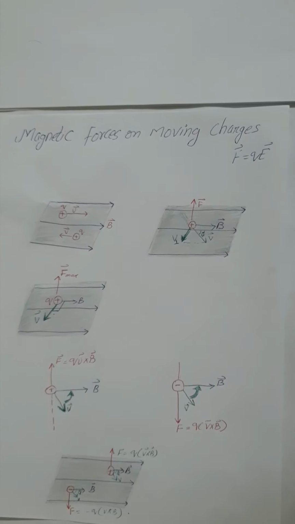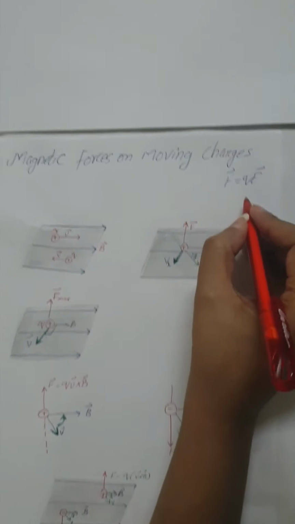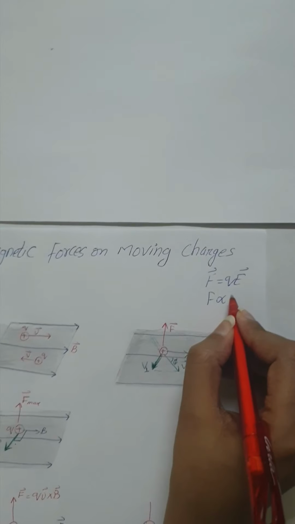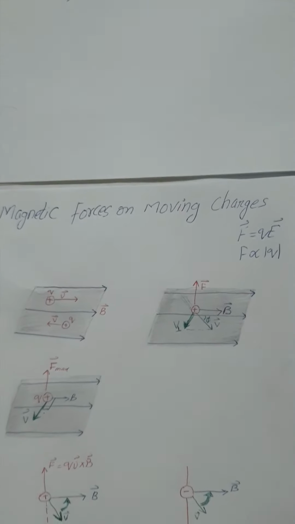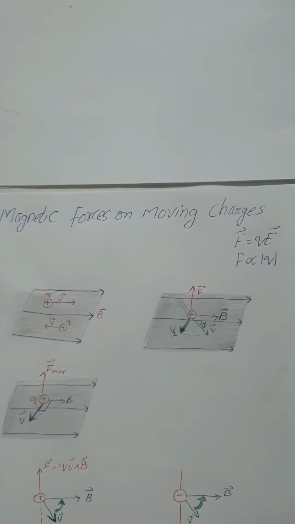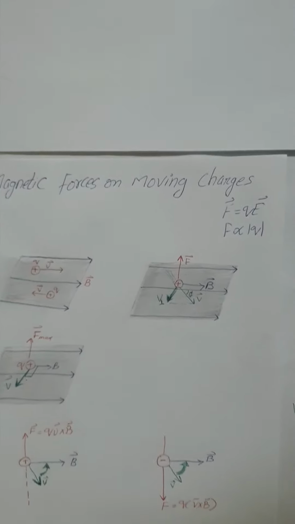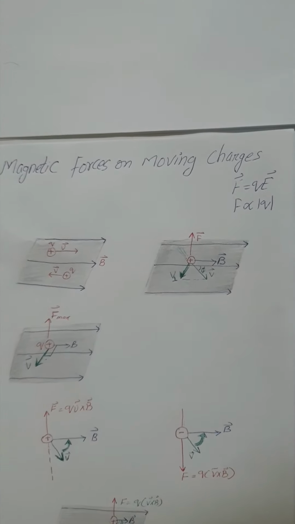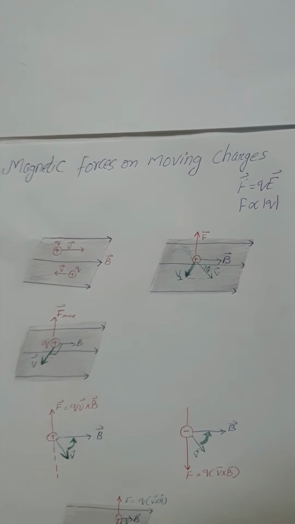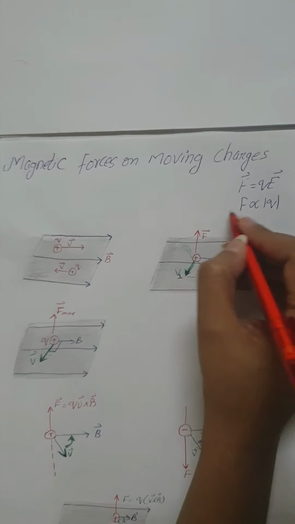First, its magnitude is proportional to the magnitude of the charge. Like if a 1 microcoulomb charge and a 2 microcoulomb charge move through a given magnetic field with the same velocity, experiments show that the force on the 2 microcoulomb charge is twice as great as the force on the 1 microcoulomb charge.